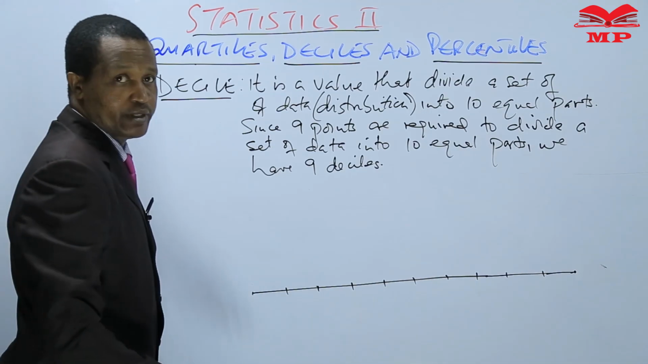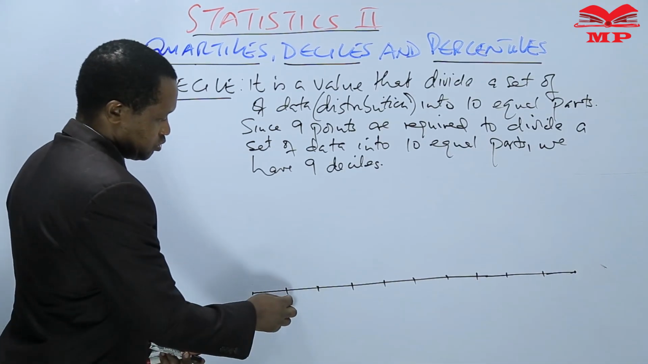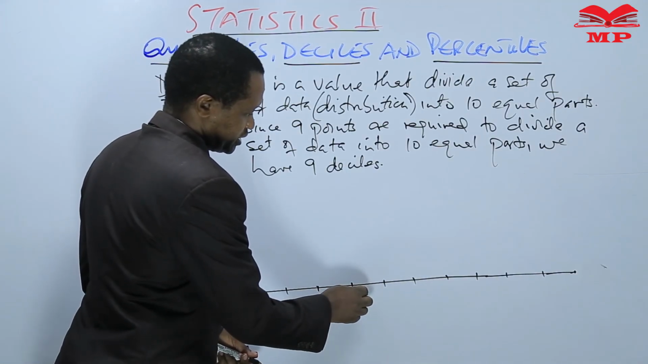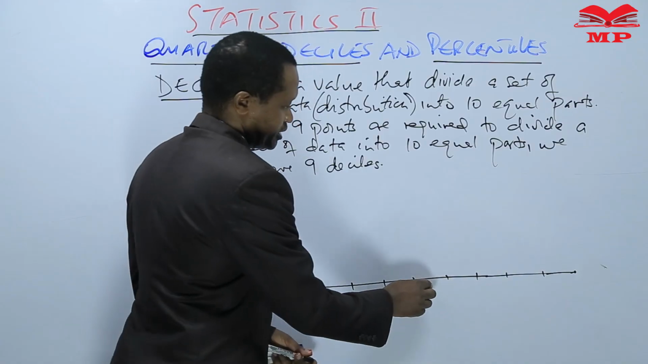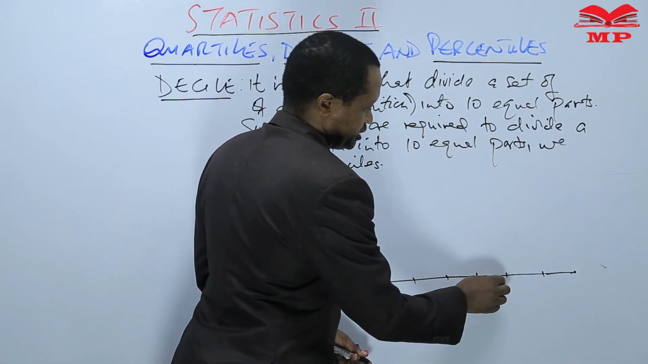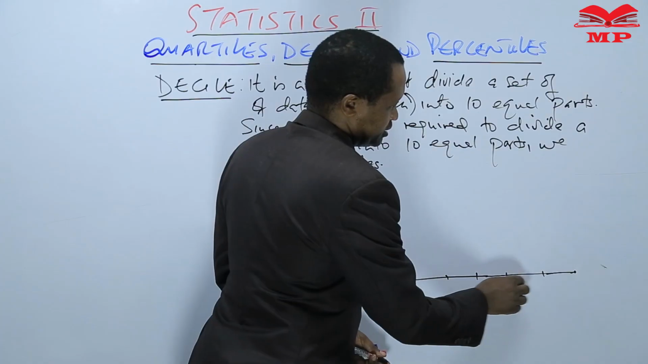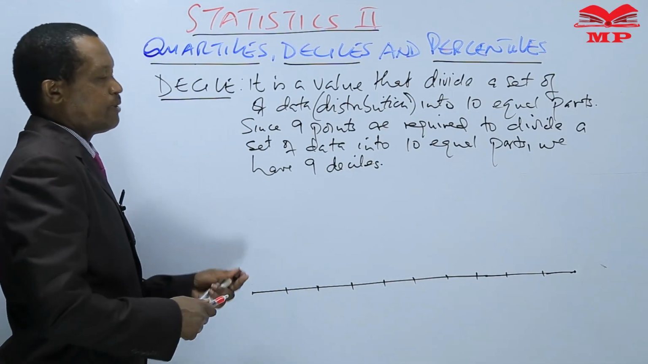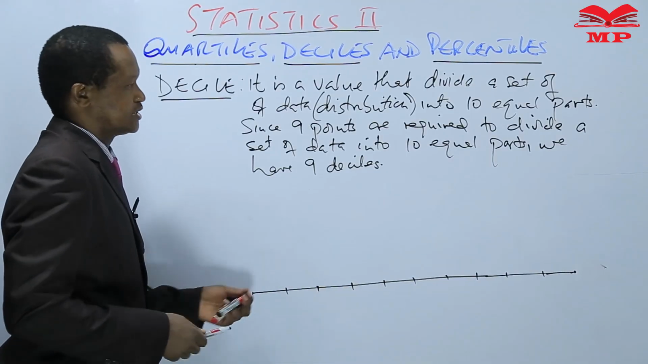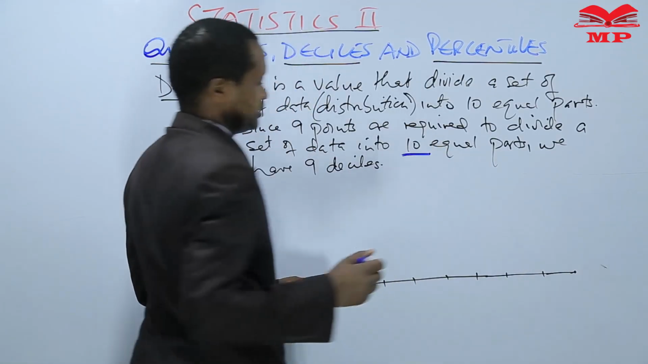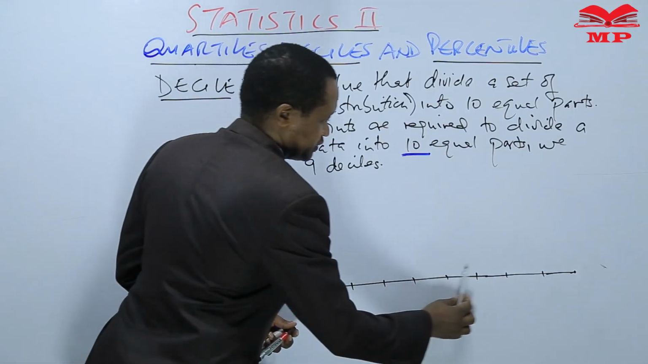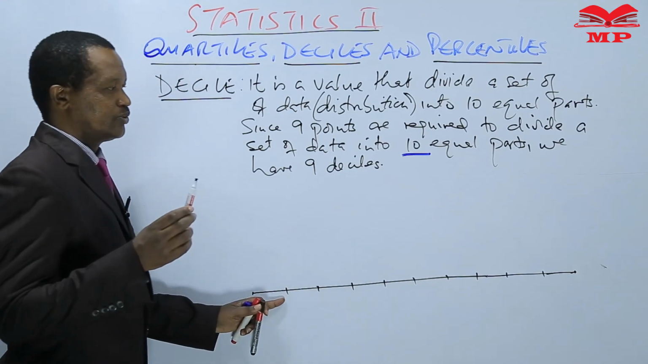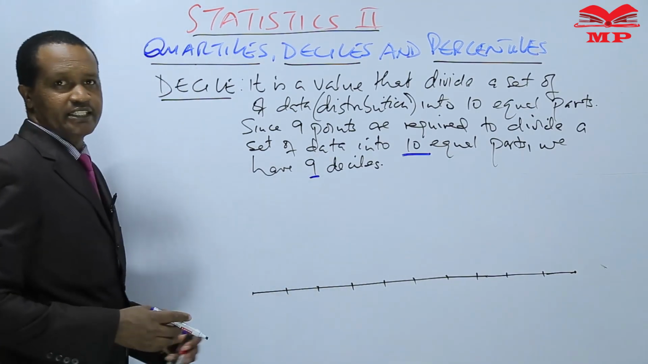These are how many parts? These are 1 part, 2 parts, 3 parts, 4th part, 5th part, 6th part, 7th part, 8th part, 9th part, and 10th part. These are 10 equal parts. Since 9 points are required, we will have 9 deciles.